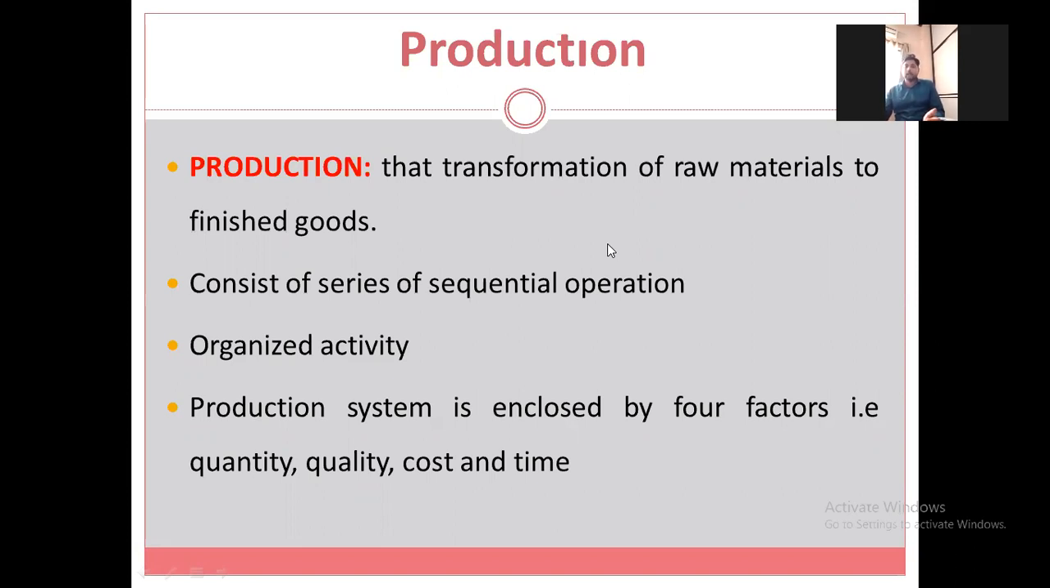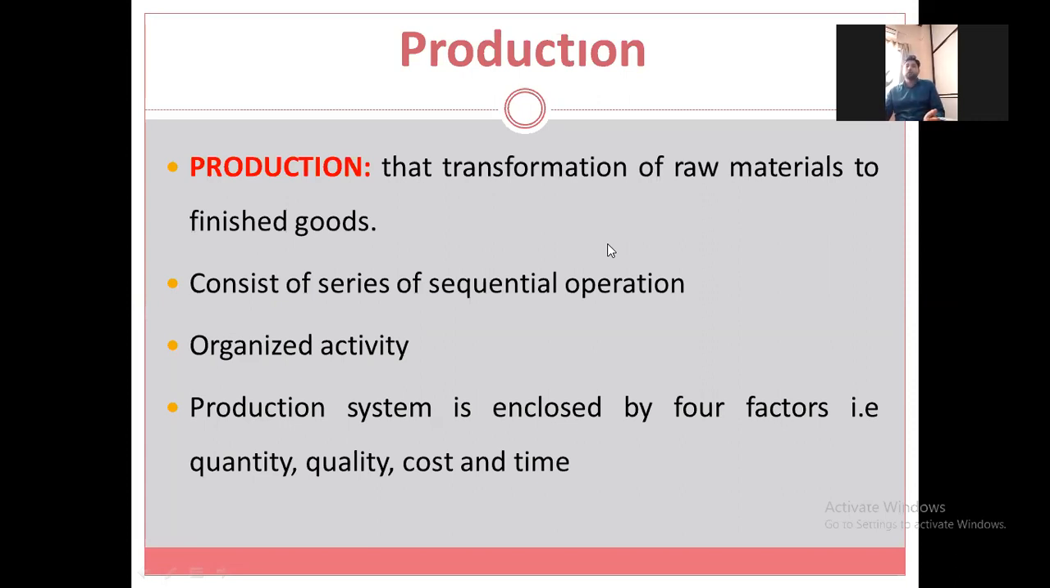Okay, their targets are surrounding these four objectives only. Every system wants to increase their production. Every system wants to increase their quality. Every system wants to reduce their cost, product cost or the manufacturing cost. And every system tries to deliver the product to the customer on time.